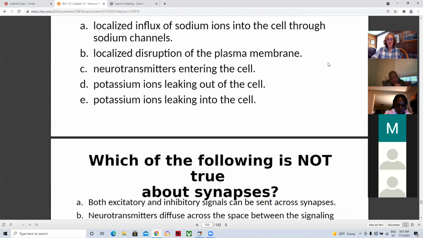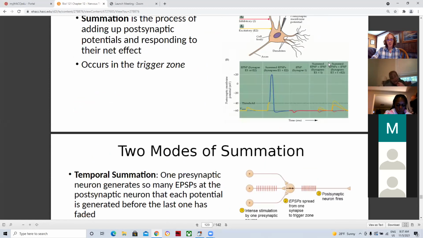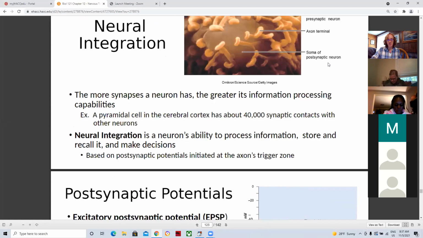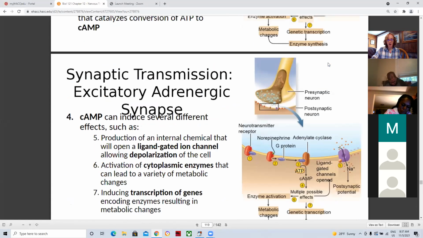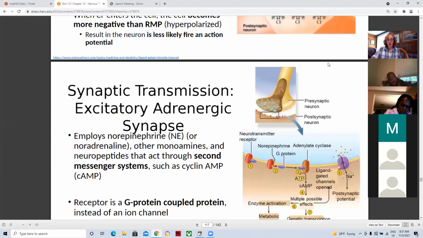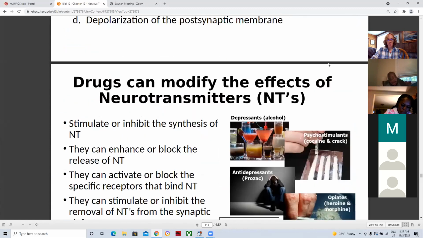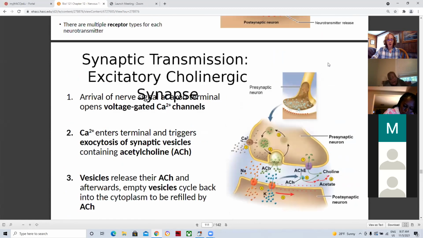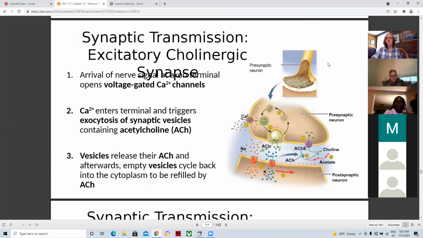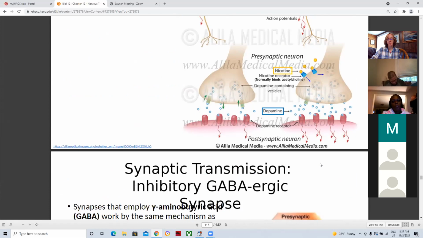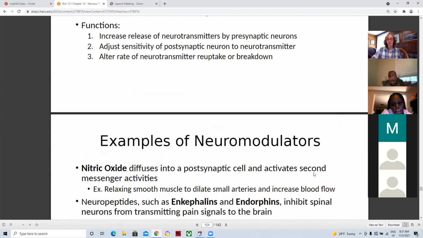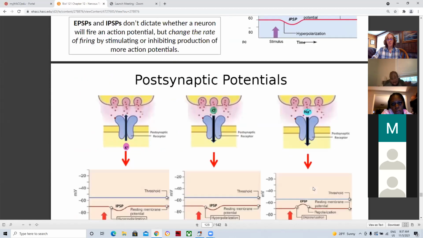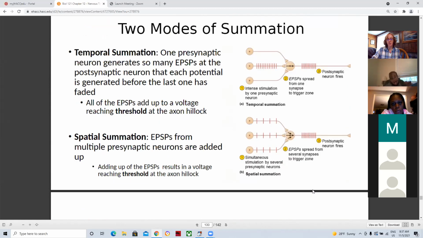Let me see if I can scroll back and figure out which slide it's specifically on. Let's see here. Look on slide 111. I'm coming back to where we were before, but look on slide 111.